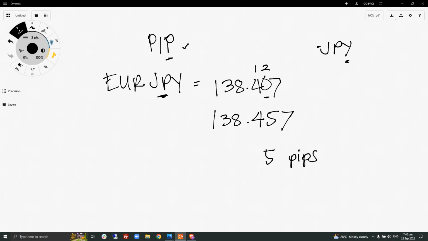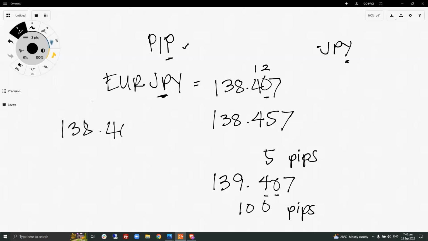So kung nag-move siya ng, let's say, 139.407, ilang movement siya? So nag-move siya ng 100 pips. Kasi, hindi nag-move dito, hindi nag-move dito. You have 1, so that's 100. That's 100 pips. So paano naman kung from 138.407, nag-move siya ng 138. Let's say 267. So ilang pips yung movement niya? Could you try to compute and put it sa sagot is obviously 14.